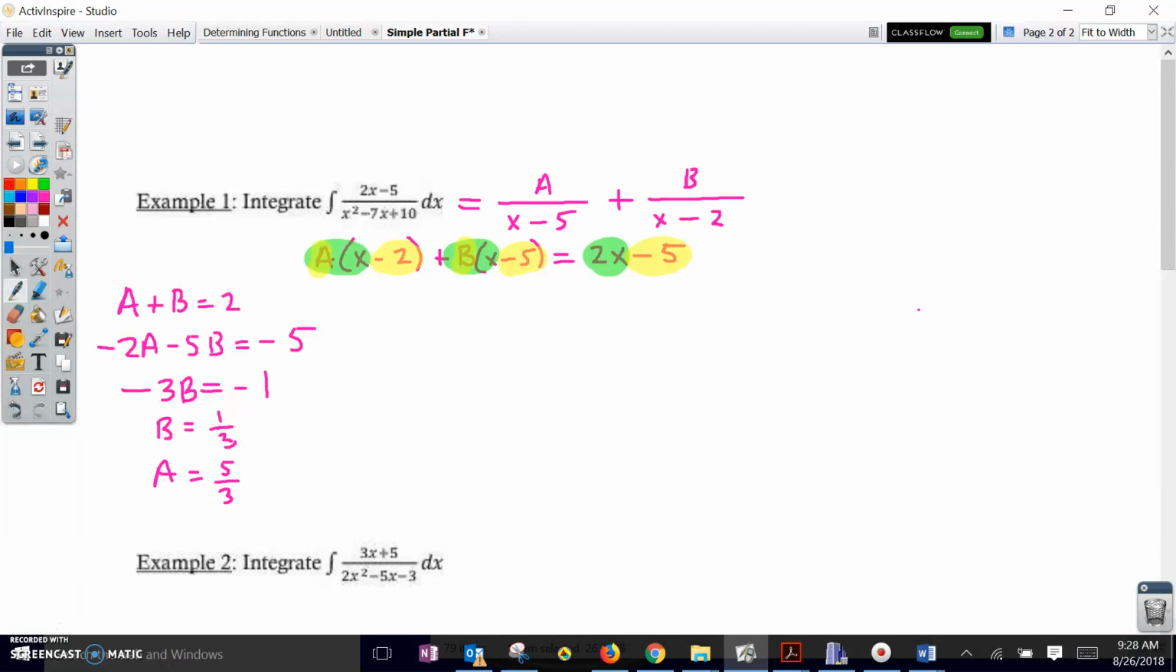And so now we can rewrite this integral as the integral of 5/3 times 1 over x minus 5 plus, actually let me put that 5/3 out in front of the integral. Plus 1/3 times the integral of 1 over x minus 2.